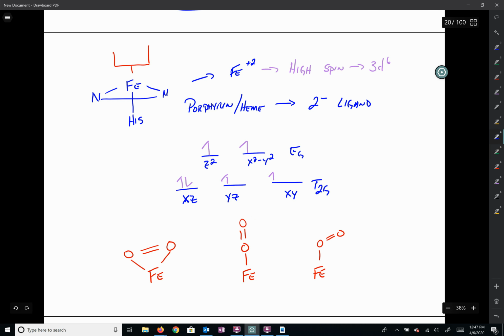Okay, so last time we introduced some of the basics of hemoglobin, and we wanted to get into the discussion of how oxygen binds to the iron center within hemoglobin. To do that, we're going to have to do a little bit of molecular orbital theory. If you recall last time, we said that iron is in its +2 oxidation state, which means it's high spin and has a 3d6.